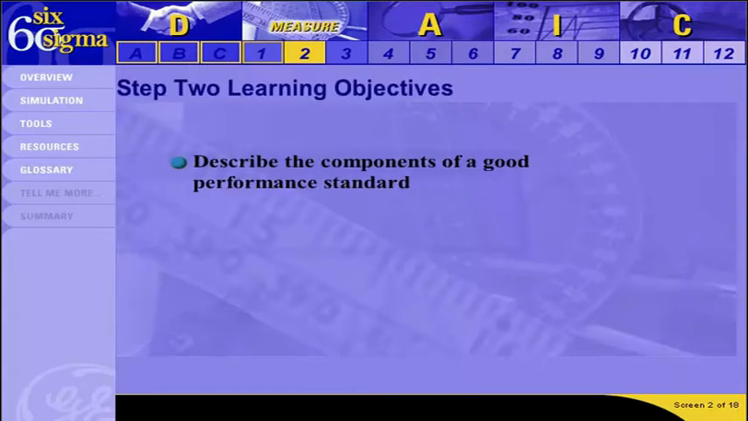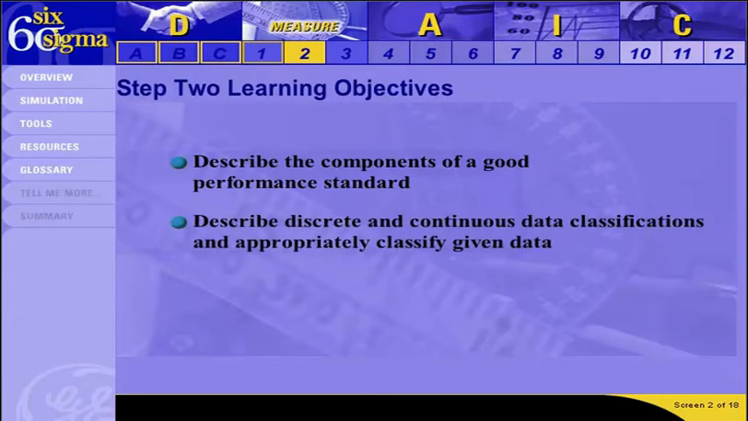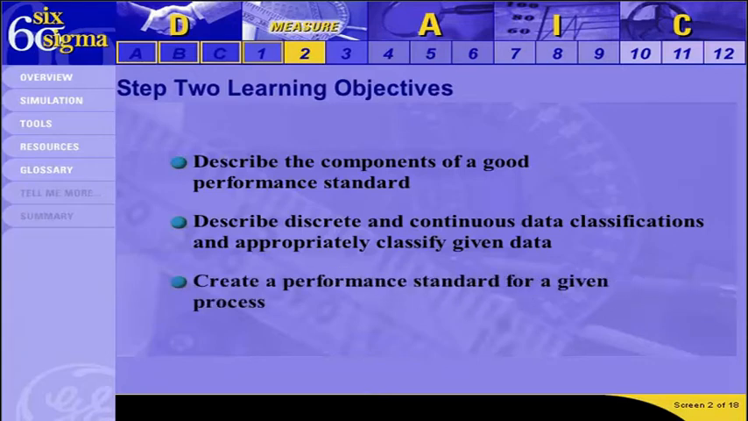In Step 2, you'll become familiar with the components of a good performance standard, including the operational definition, specification limit, target performance, and defect definition. You'll also learn about the two types of measurements that you can make, discrete or continuous, and recognize examples of each. Once you understand all those concepts, you'll be able to write a performance standard for our commercial loan sales case. Click Next to get started.